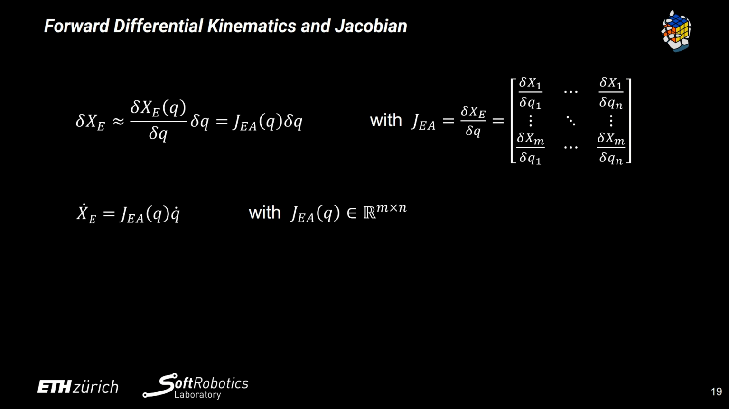This mapping is called forward differential kinematics. Its equation is as shown here. The matrix J here is called the Jacobian. It's basically mapping speed from joint space to task space. The Jacobian here is normally called the analytical Jacobian, and we denote it with the capital A.